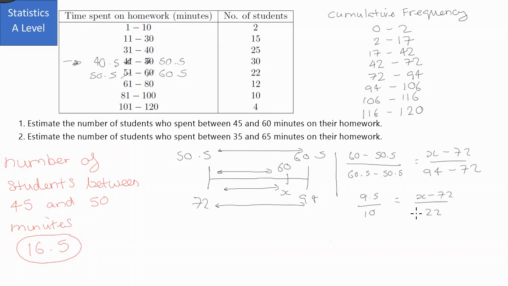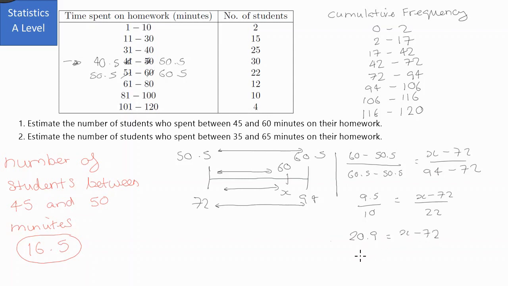Now we want to times both sides by 22. So remember, when you times a fraction by 22, you just times the numerator, and then we have to divide it by 10. So I'll do that on my calculator, and we should find that the answer is 20.9 equals x minus 72.